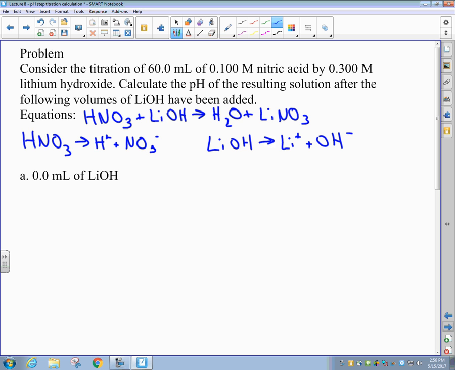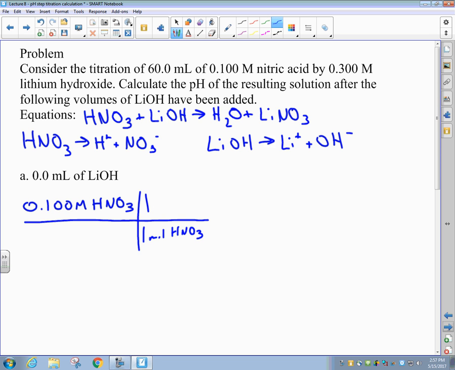Now, part A, we have 0 milliliters of base added. In other words, we want to just simply calculate what the concentration is of our acid. We have 0.1 molar HNO3. Since it's a strong acid, we can do a molar ratio. We know for every 1 mole of the molecular acid, we produce 1 mole of the hydrogen ions. So that's our ratio, 1 mole of HNO3 to 1 mole of H+. That gives me 0.100 molar of H+.